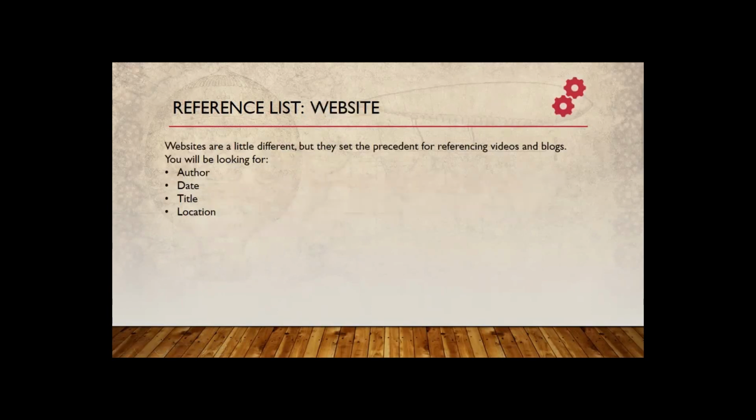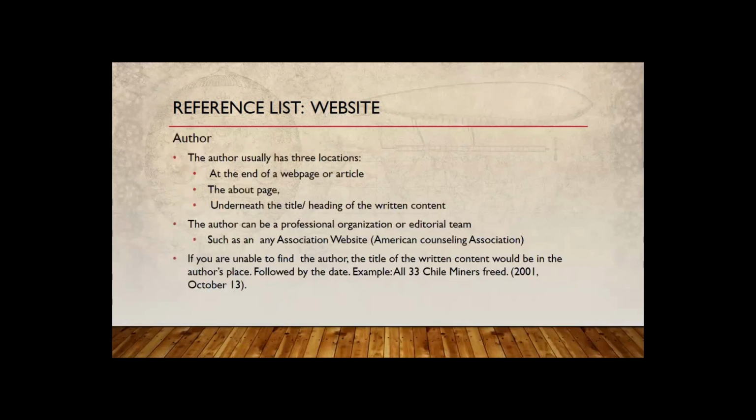So we're going to go over a website. Websites are a little different, but they set the same precedent as an article, except for a few differences. And once you master the website, you can master videos and blogs. Again, you have to have the four main basic elements, which are author, date, title, and location.